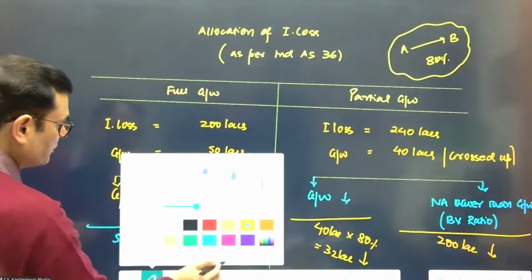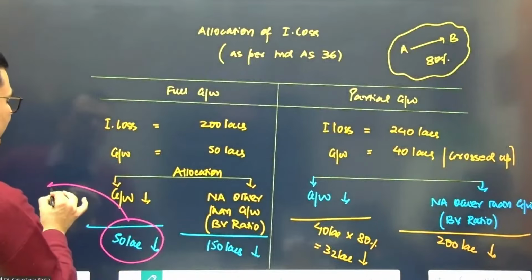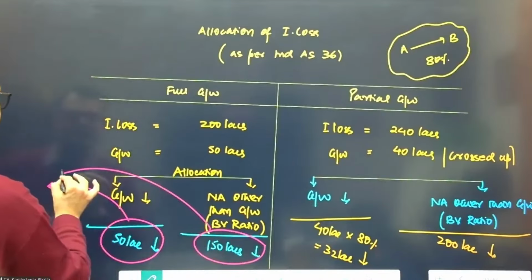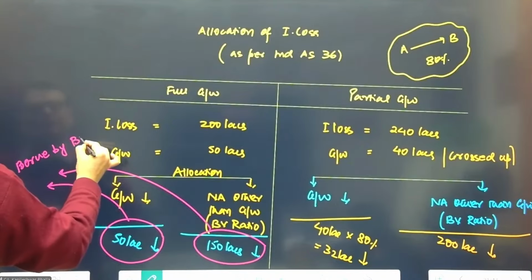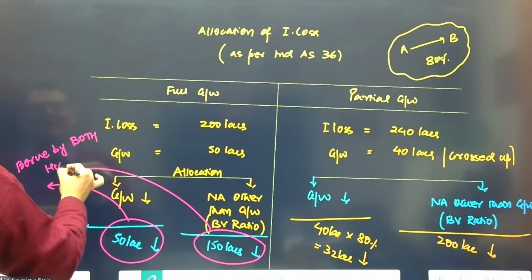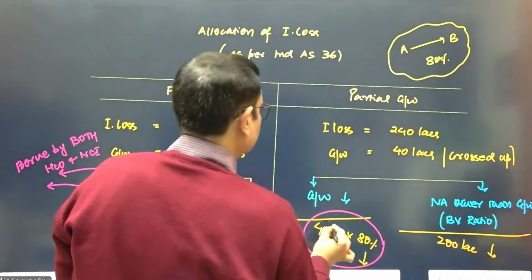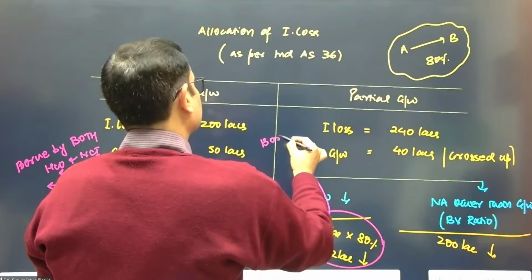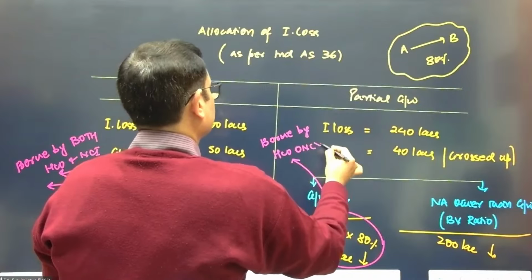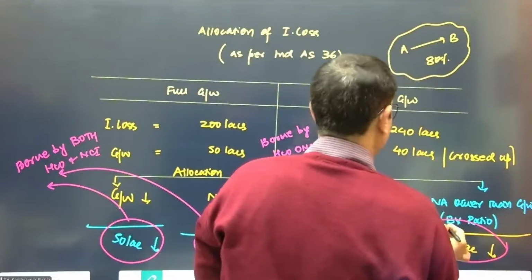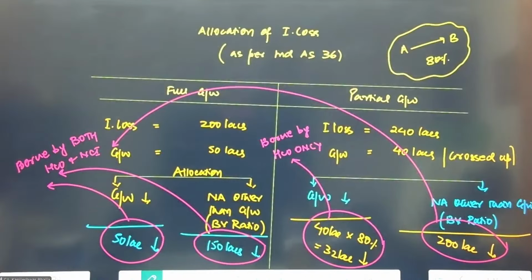Now the only input which needs to be seen at this stage is, can I say this loss will be borne by both parent and NCI? This is borne by both holding company and NCI. As far as this goodwill is concerned, it's borne by the holding company only. And as far as the net asset is concerned, borne by both holding and NCI again. Right, so that is the dots which you need to connect.